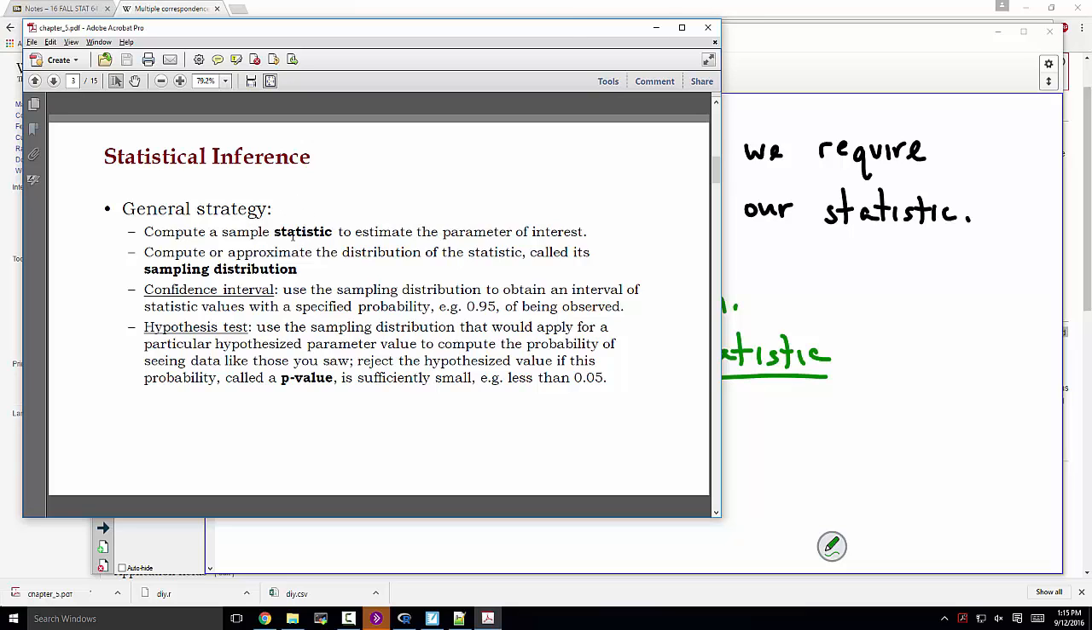So once you have the statistic, you need to ask, what do I expect the distribution of my statistic to be? The sampling distribution of my statistic. If we can say, or at least approximate, the sampling distribution of our statistic, then confidence intervals and hypothesis tests will follow naturally. In particular, if you know the sampling distribution of, say, X bar, then a 95% confidence interval would be the values in that distribution within which is 95% of the probability.